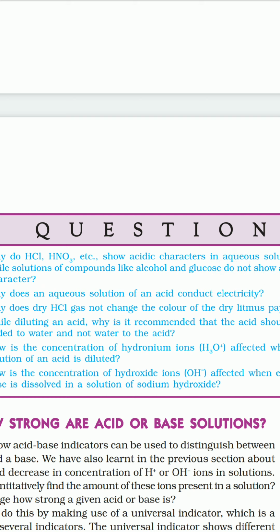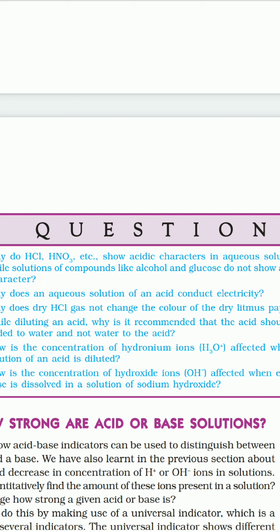The next question is: why does an aqueous solution of an acid conduct electricity? An aqueous solution of an acid releases hydrogen ions and hydronium ions in solution. Since ions are carriers of charge, they are responsible for conducting electricity. Why does dry HCl gas not change the color of dry litmus paper? Dry HCl gas has no hydrogen ions, so it does not show any acidic character and no change of color takes place.